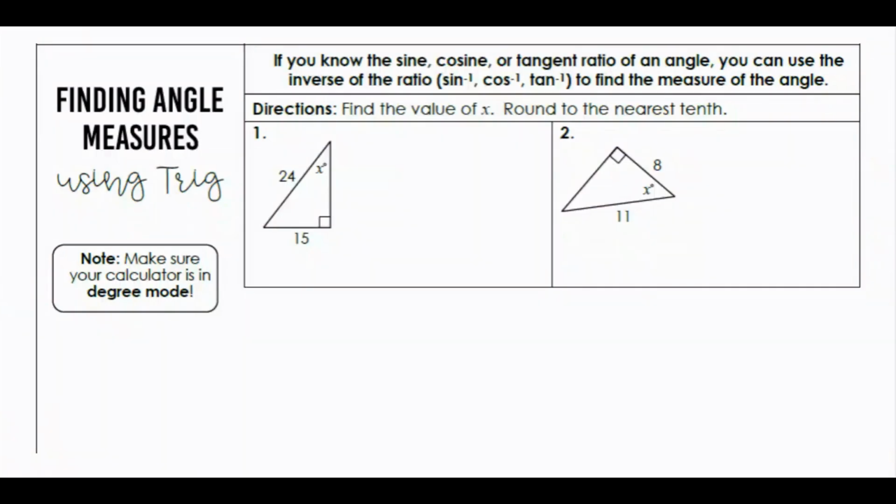Next, we'll find angle measures using trig. Again, we want to make sure our calculator is in degree mode. So looking at number 1, we have x degree. I have a side length of 15 and a side length of 24. So here, again, I'm looking at the x degree. I know that I have the side that's opposite and the hypotenuse. Opposite over hypotenuse is sine. So sine of x is going to be equal to 15 over 24.